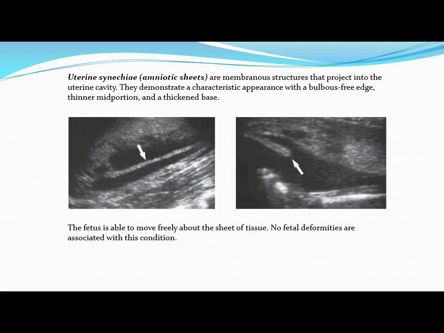Uterine synechiae are membranous structures that project into the uterine cavity, with a characteristic appearance of a bulbous free edge, a thinner mid portion, and a thicker base. The fetus is able to move freely about the sheet of tissue. No fetal deformities are associated with this condition.